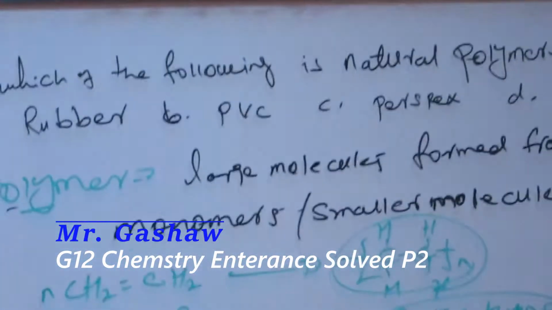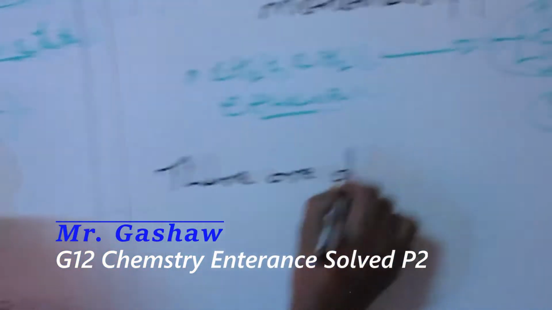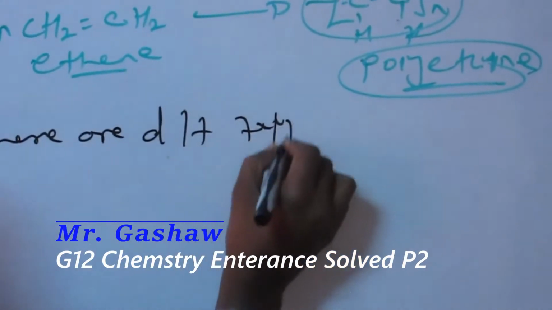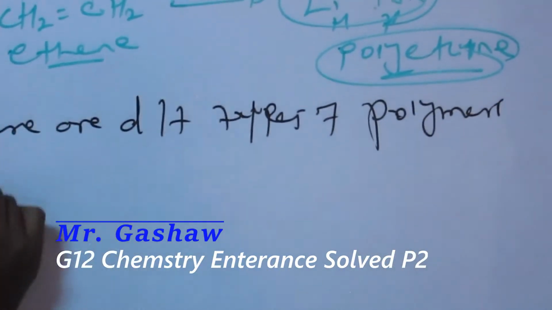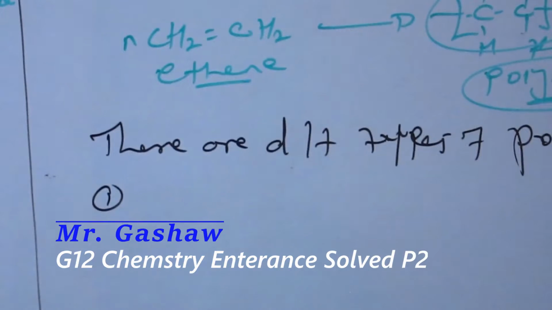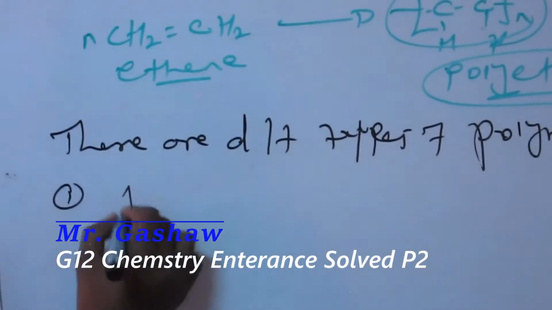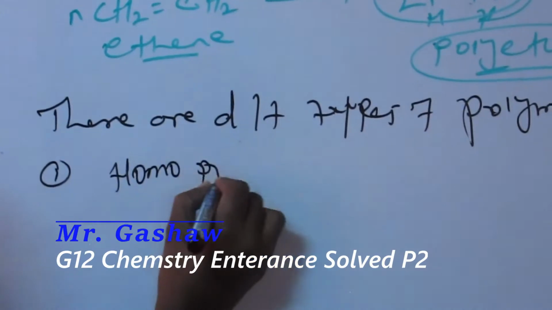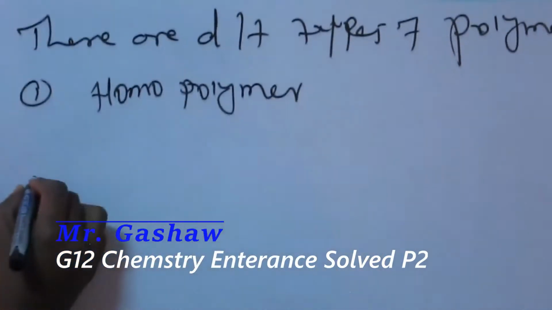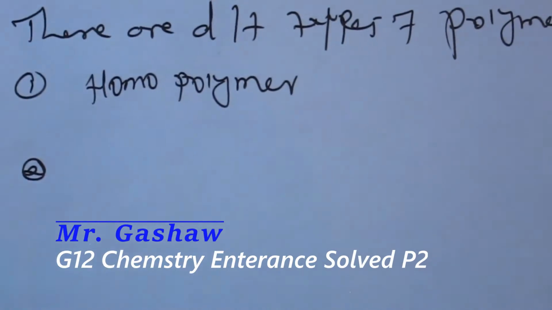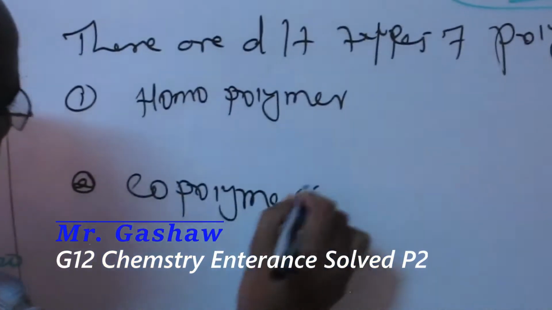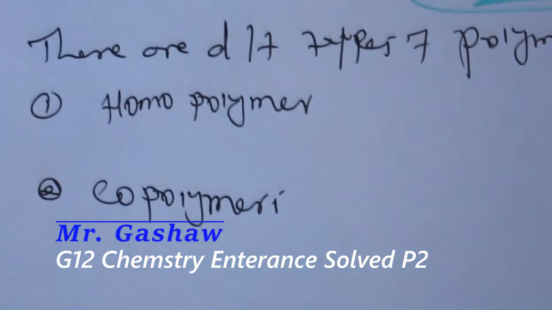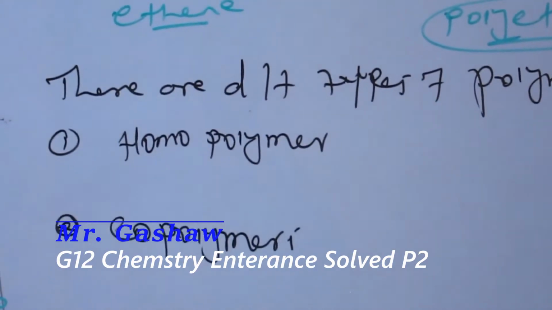So from this one, there are different types of polymers. Let us see one by one. The first one is homopolymers. The second one is copolymers. Let us see one by one. First homopolymers, the second one is copolymers.